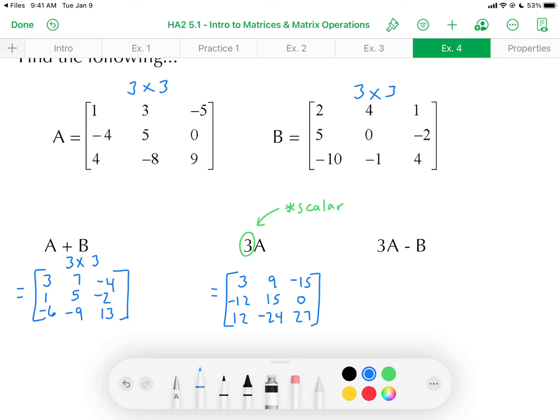And then the third example there, 3A subtracted by B. It wants me to take matrix A, multiply it by the scalar of 3, and then subtract that resulting matrix by the elements of matrix B. Well, I set this up nicely. We already found 3 times matrix A. That was our last result. So we're going to take all of these elements and subtract them by their corresponding elements in matrix B.